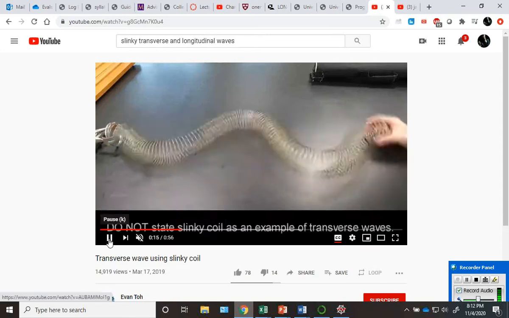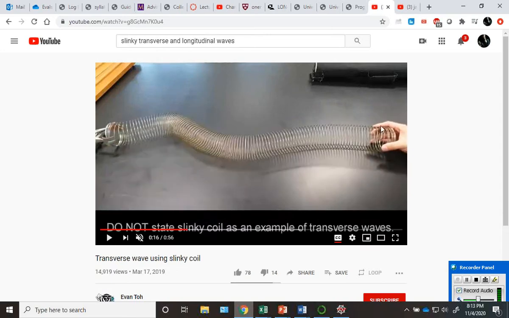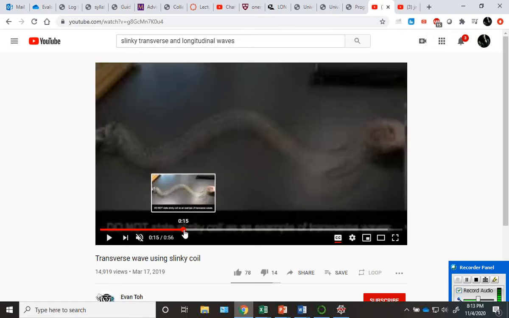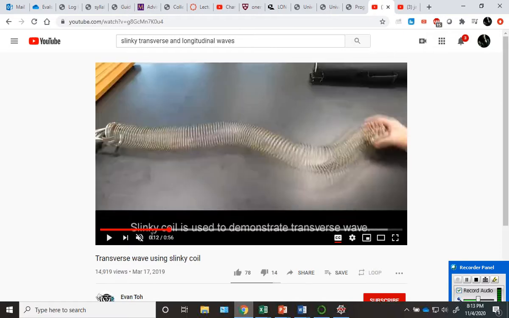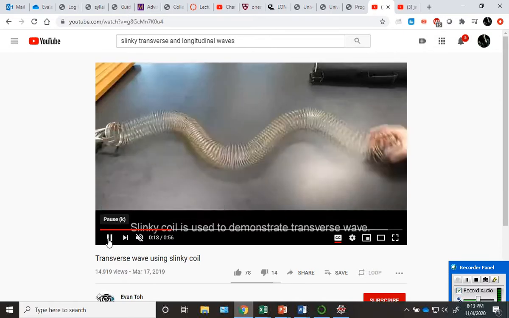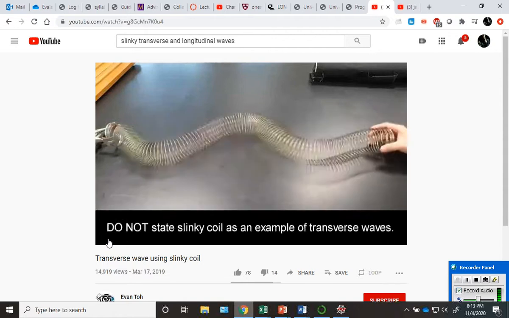You can see that the hand that is causing the motion is moving parallel to the tabletop, back and forth. That's also perpendicular to the length of the slinky itself. And you see this pulse traveling down the length of the slinky. So it looks very sinusoidal. That's a transverse wave.